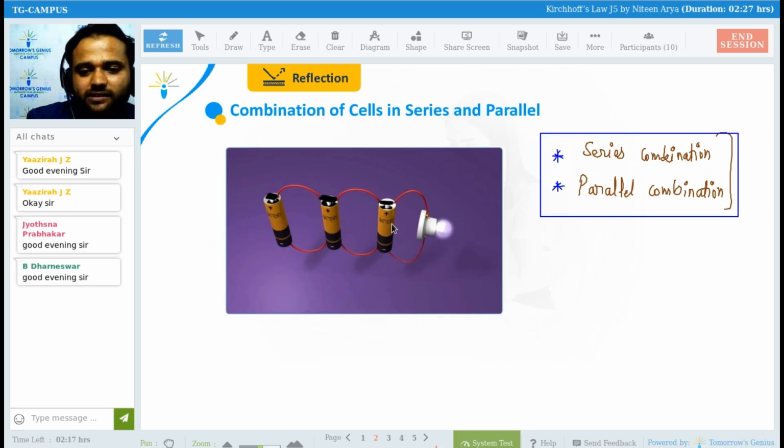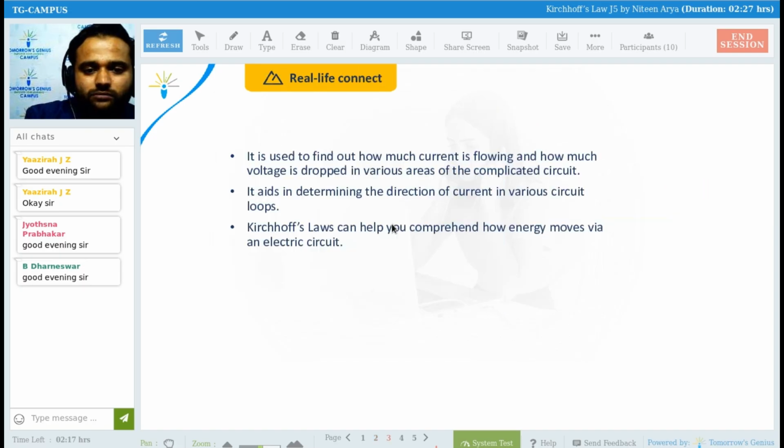Like they are connected in a series way with this bulb. Okay. So in real life, it is used to find out how much current is flowing and how much voltage is dropped in various areas of a complicated circuit first. Really important. And then it aids in determining the direction of current in various circuit loops. That is important too. Kirchhoff's law can help you comprehend how energy moves via an electric circuit.